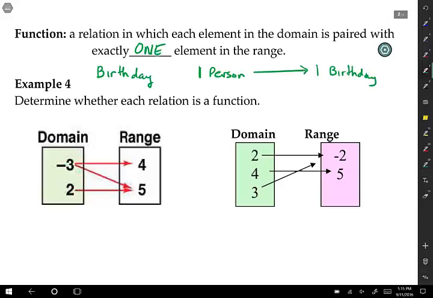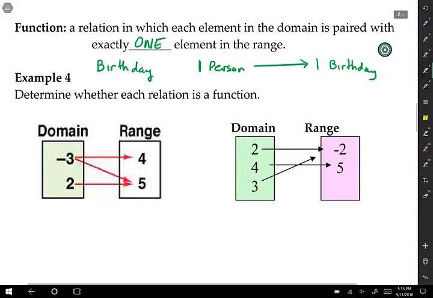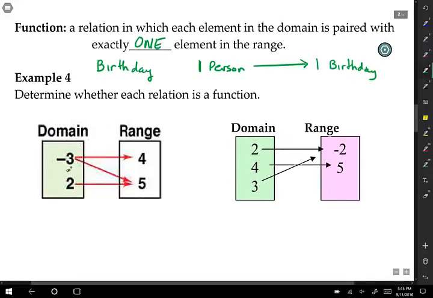So, as we look down here at just some static numbers, we have a domain and a range where we have the number -3 going to 2 different y values. Well, let's think about this. Does the number -3 pair with one and exactly one number? No, it does not. The -3 pairs with 2 numbers, 4 and 5. So that is not a function. It doesn't matter that the -3 and the 2 both go to 5. Ideally, they could both have, quote-unquote, the same birthday.